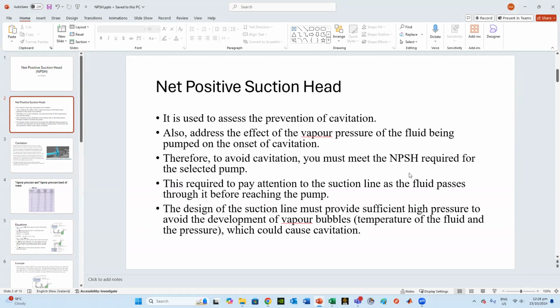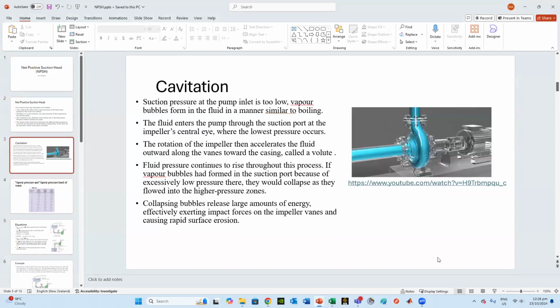The design of the suction line must provide sufficiently high pressure to avoid development of vapor bubbles. These bubbles could form due to the temperature of the fluid and the pressure, and they could cause cavitation. About cavitation, I'd recommend you watch this YouTube video, which I'll play in the class, but you can copy this link and you can find it.